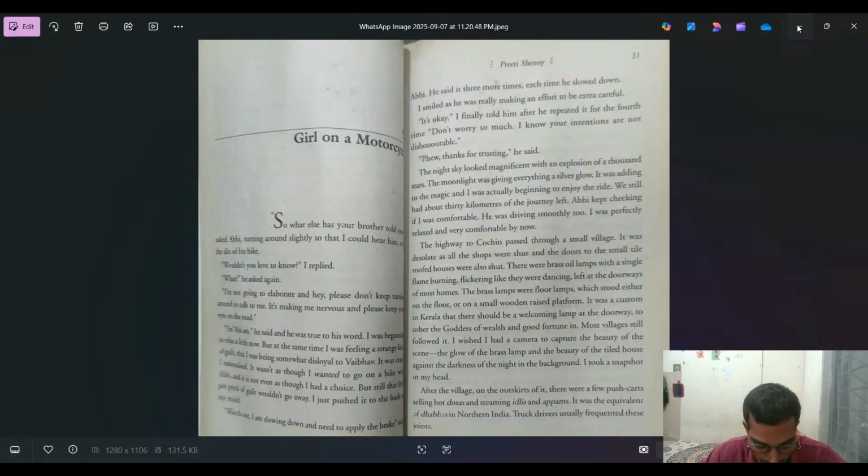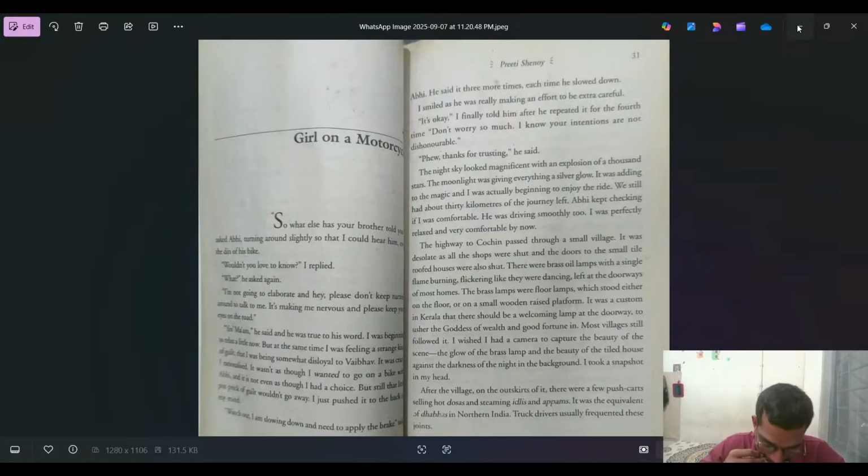It was a custom in Kerala that there should be a welcoming lamp at the door to usher the goddess of wealth and good future in. Most villages still followed it. I wished I had a camera to capture the beauty of the scene, the glow of the brass lamp and the beauty of the tiled house against the darkness of the night in the background. I took a snapshot in my head.